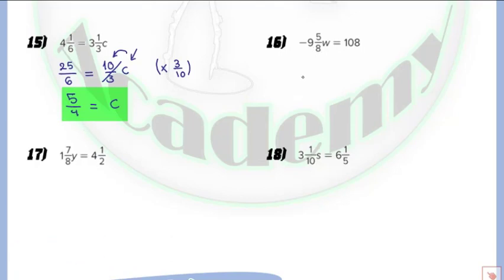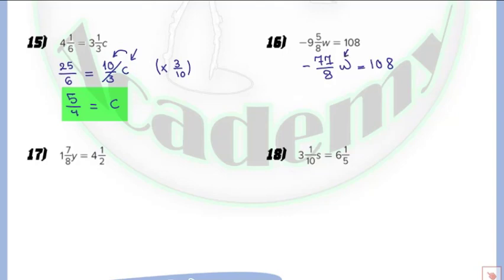Negative 9 and 5 over 8 w is equals 108. At the first, just convert the mixed number to be a fraction. 9 times 8 equal to 72, plus 5 equal to 77, so it will be negative 77 over 8. Then write w equals 108.